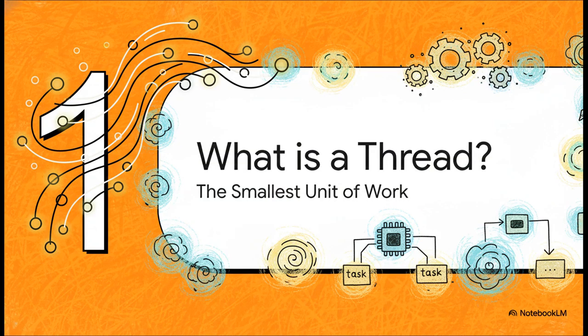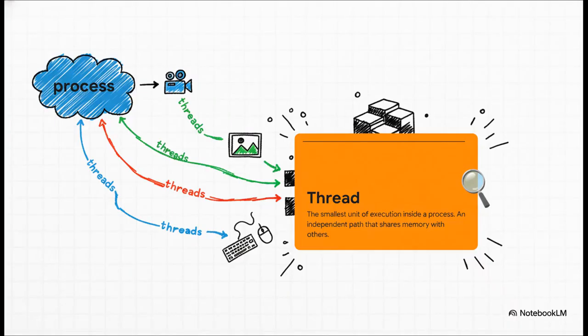To really get multithreading, we've got to start with the most basic building block, the absolute smallest unit of work a computer can handle. A thread is basically the smallest possible sequence of instructions that your operating system can manage on its own. So think of it this way. If your entire web browser is one big process, then inside that process, you've got lots of little threads running around. One thread might be playing the video, another is busy loading images, and a third is just waiting for you to click your mouse.